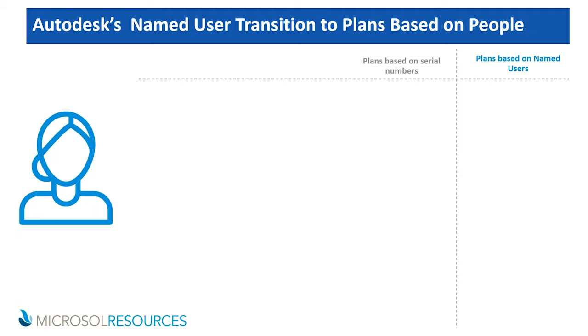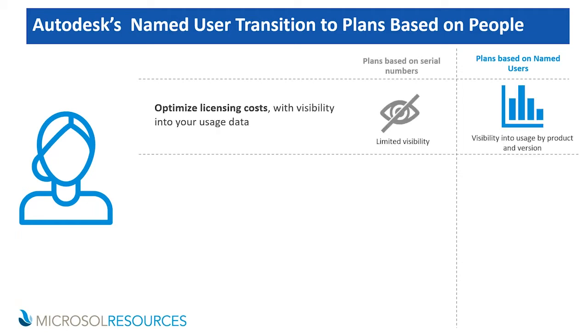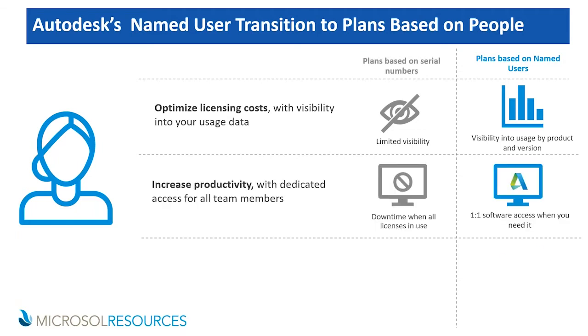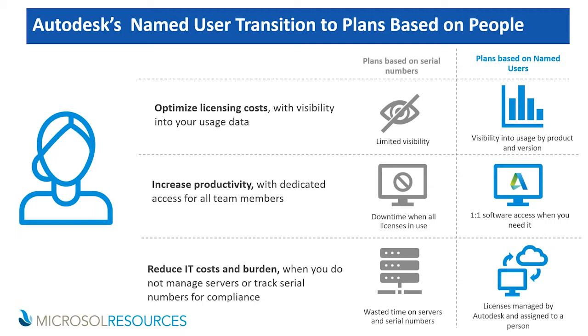So when everybody is a named user, the benefits unlocked are going to include the opportunity to optimize licensing costs, to increase productivity, and to reduce IT costs and burden. When everyone's a named user, business owners and IT managers are going to have visibility into how employees are using the software that they've invested in.